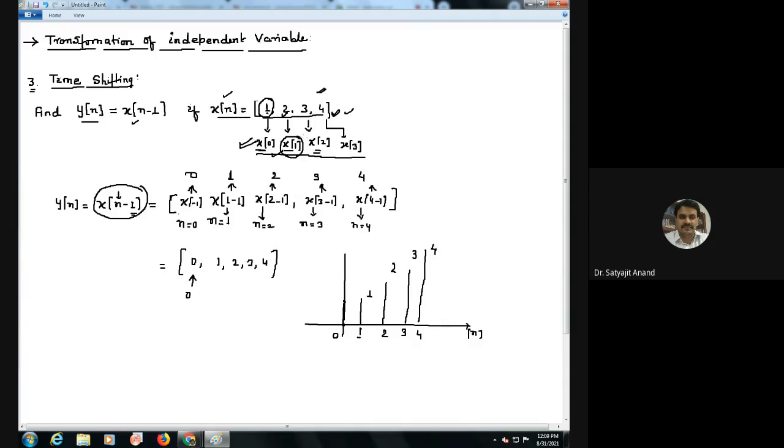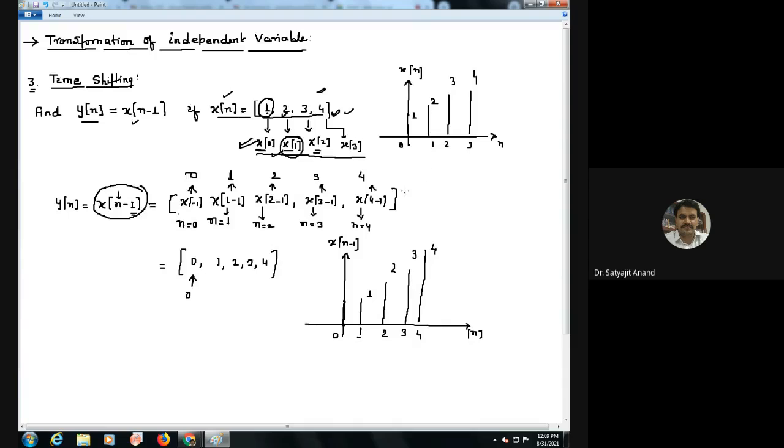If you plot the waveform for this, what was there? See, this is 1, 2, 3, 4. This is 0, 1, 2, 3. This is your n. This is x[n]. And this is what? x[n minus 1].